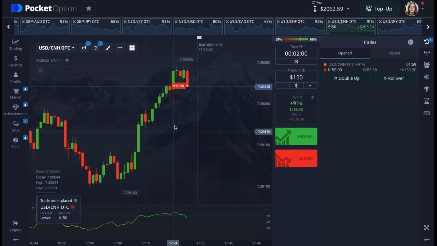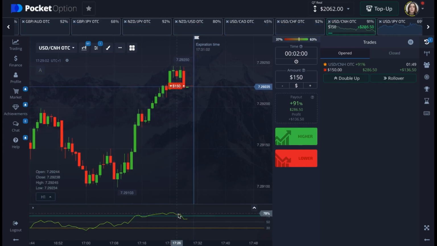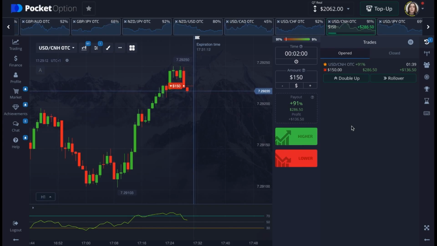So, here we see a full-fledged intersection after the indicator lines have been in the overbought zone. We see the intersection of level 70 from top to bottom, which gives us the right to open a downside deal for 2 minutes, which I did. We are waiting for the completion of this transaction.